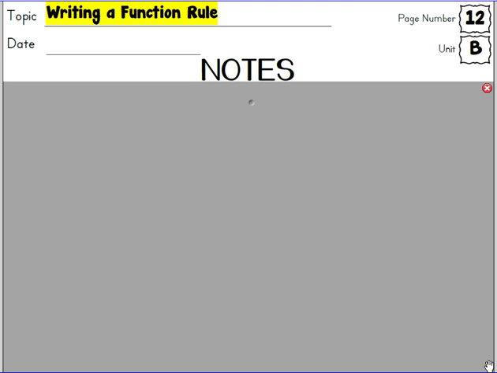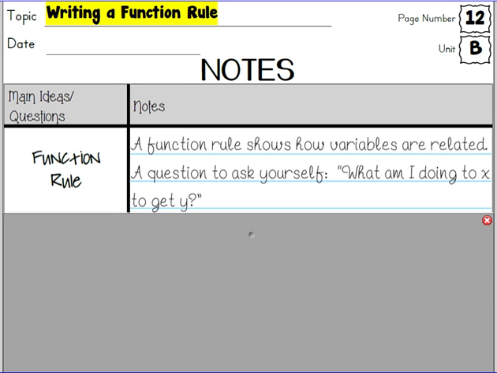Today we are working on writing function rules. So we are continuing our work with functions as well as building the rules from the functions. When we are talking about a function rule, it shows how the variables are related. When we're talking about our variables, we're referring to our input and our output values.